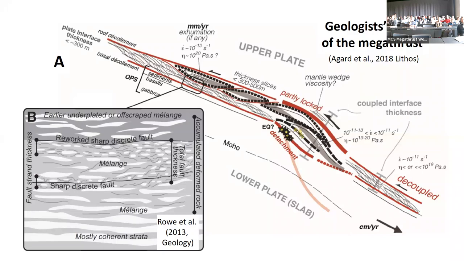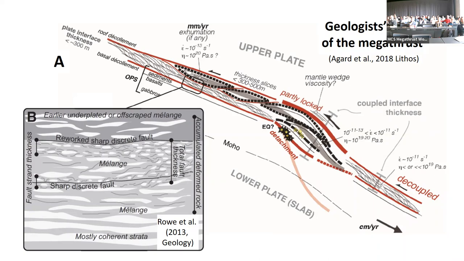And we see different discrete faults. We see strands of localized shear. And we see, in general, a fault zone a few hundred meters thick that can shear, right? And it doesn't matter whether it's the seismogenic zone or above the seismogenic zone. It's just like that.